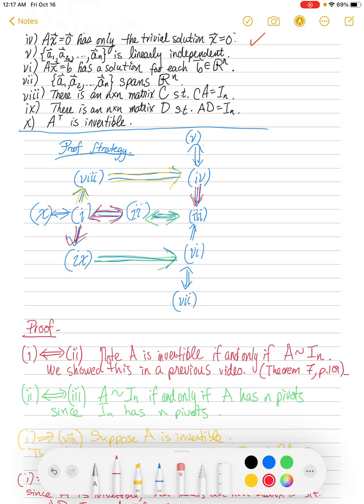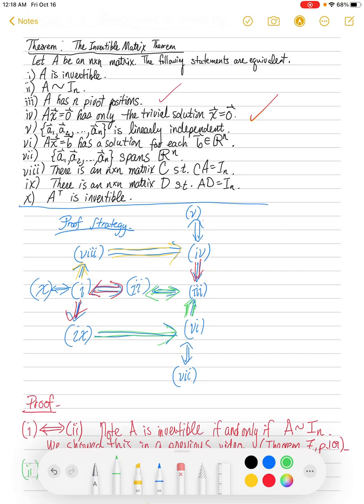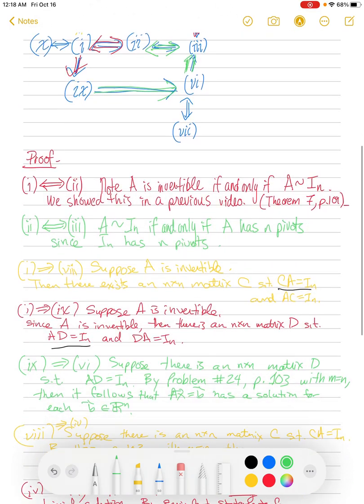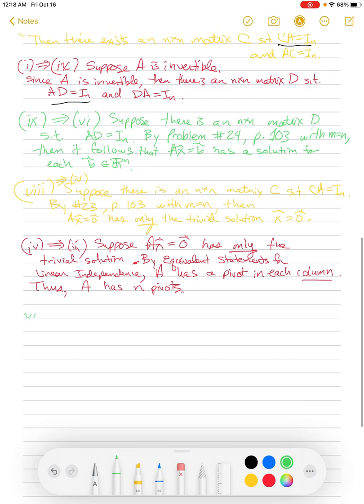What else do I want to check off? How about, let me see here. How about 6 implies 3? Where is 6 implies 3? This one. So I'm going to start with 6. AX equals B has a solution for every vector B in Rn. I'm going to prove 3. A has n pivot positions. Okay, so 6 implies 3.